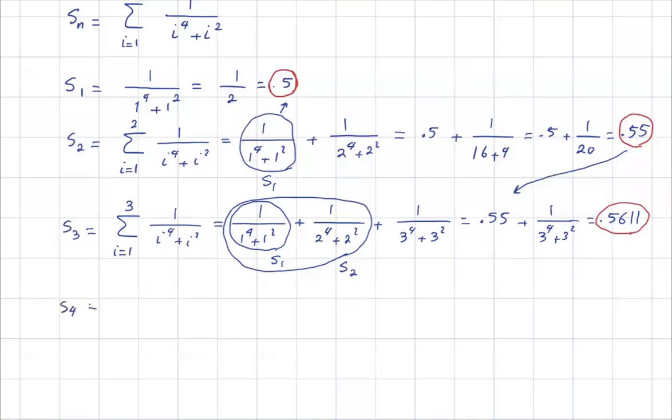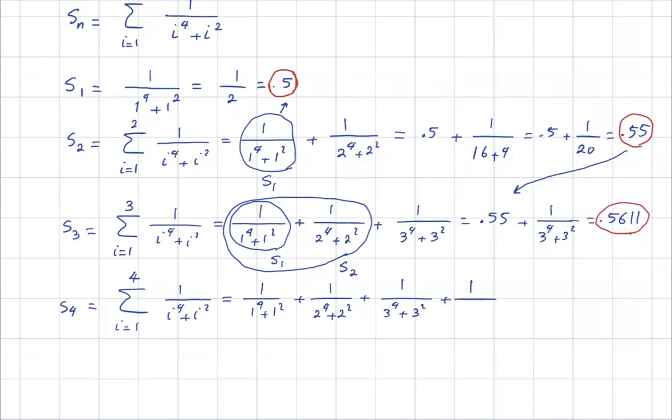S sub 4, as you see, is the summation of 1 divided by I to the 4th plus I squared. I starts from 1 and stops at 4. If you break this down term by term, this is basically 1 divided by 1 to the 4th plus 1 squared, plus, if you plug in 2, you get 2 to the 4th plus 2 squared. If you plug in 3, you get 1 divided by 3 to the 4th plus 3 squared. And now if you plug in 4, you get 1 divided by 4 to the 4th plus 4 squared.